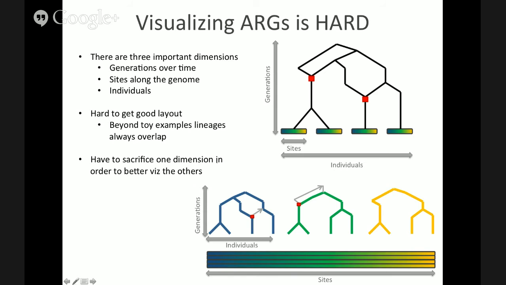So in most visualizations, one of the dimensions is sacrificed. In this traditional ARG, sites are not really being visualized that well. Here, we're sacrificing individuals. We're reordering individuals from tree to tree. And if you really wanted to track what was happening for a particular individual, it would be very hard to look up how that individual is moving around in anything beyond toy examples.